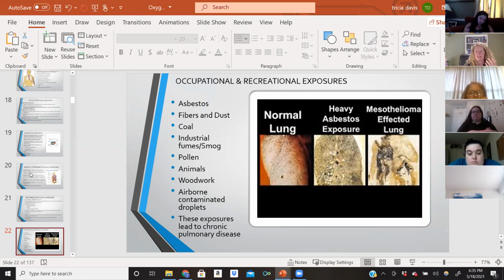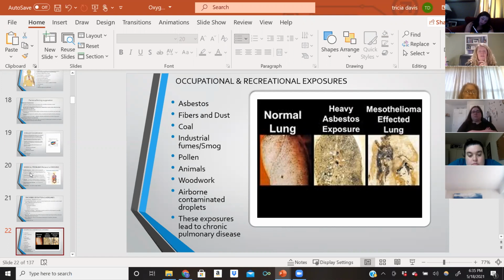Patients that deal with fibers and dust, depending on what they do for a living, coal miners, or any kind of industrial fumes or smog. So if you live downtown around all those factories down there, pollen just from the trees and bushes and things like that. Patients can be allergic to animals. Woodworking, the sawdust that comes off can cause allergies and cause issues with our lungs. Airborne contaminated droplets, so pneumonia, the flu, COVID, and exposures to lead can lead to chronic pulmonary issues.